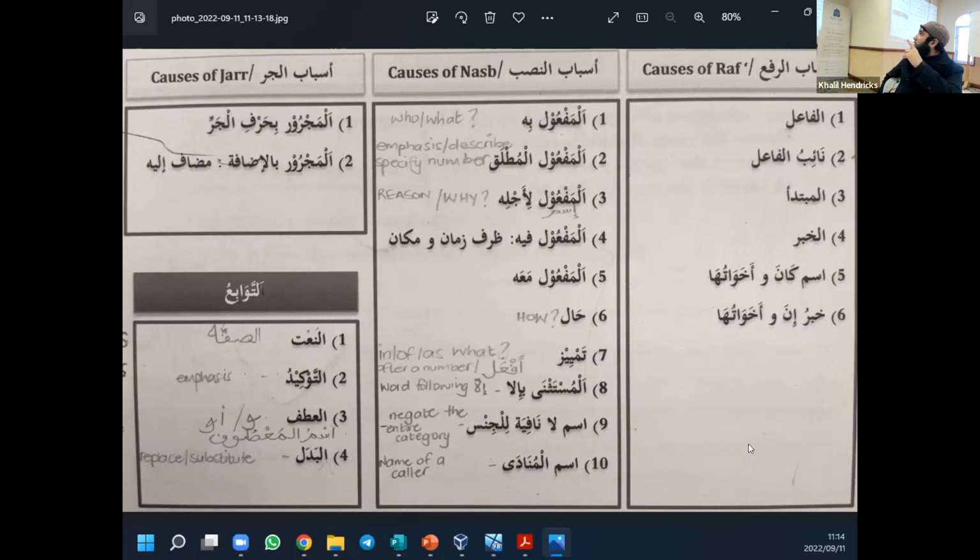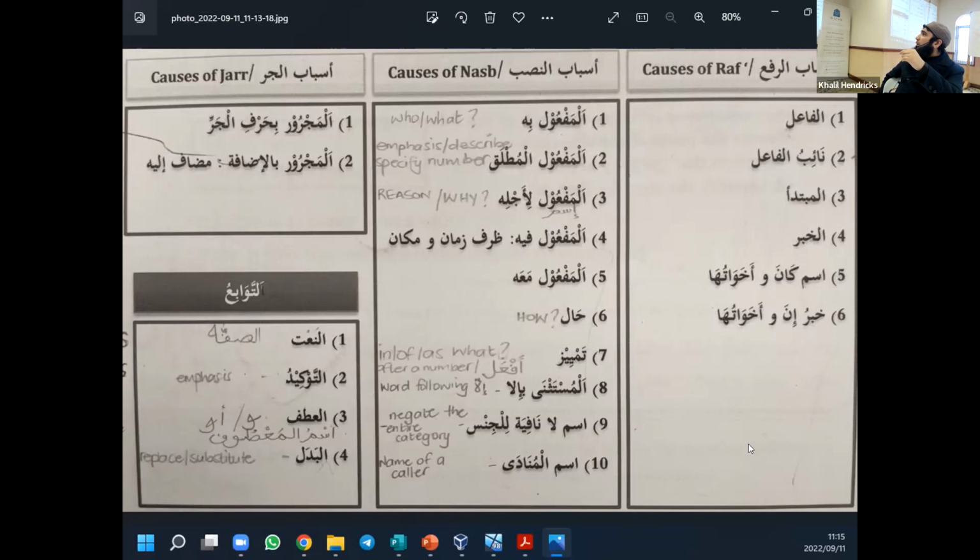We're going to go through the causes of raf again. And المجرور بحرف الجر, you know that one. After you have حرف الجر, you must have اسم مجرور. Whether the word is مبني, غير منصرف, whatever the word is, it must be in jar. That's the rule of it, right?